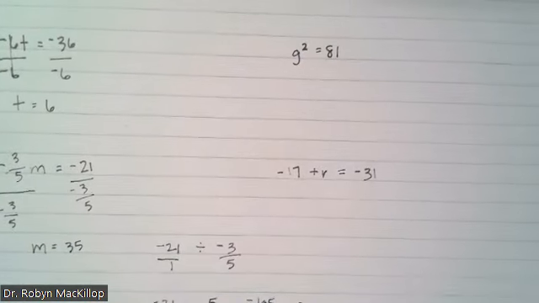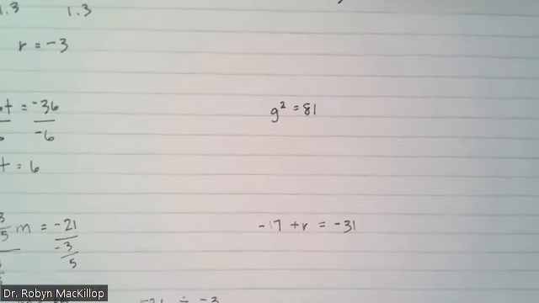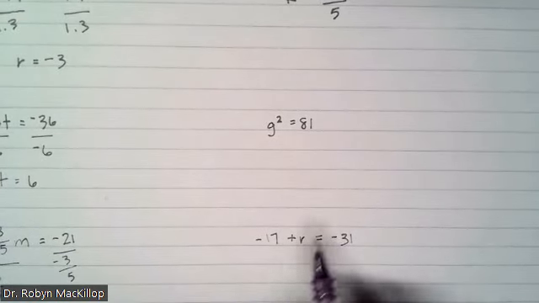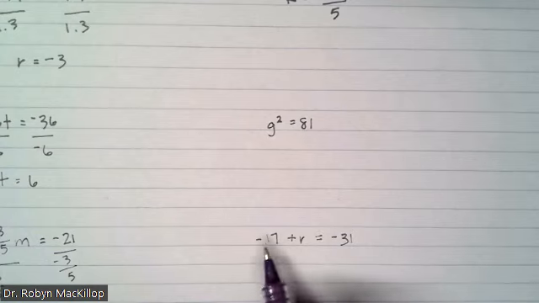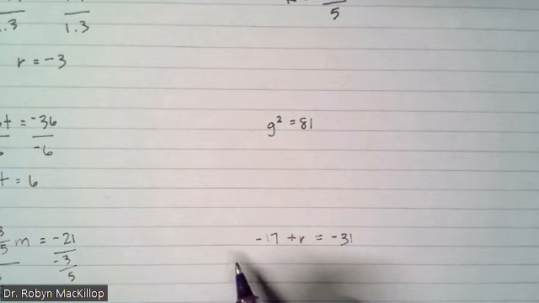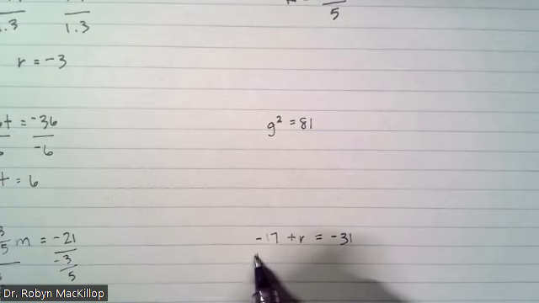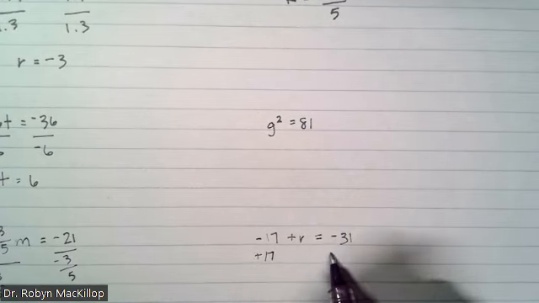Now I'm going to go up on this one. Let's do negative 17 plus r equals negative 31. This one's an addition. That means we're going to clear the extra number on this side so we can isolate that r. We've got negative 17. We want to zero that out. So we're going to add 17. And we're going to do that on both sides.